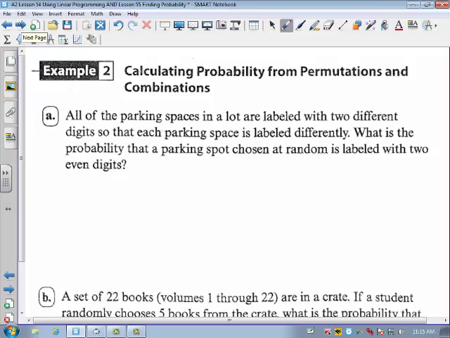Calculating probability for permutations and combinations. When we're dealing with permutation and combination, what's important for you to remember is that for permutations, order matters. Okay? For combinations, what do you think? Order doesn't matter.